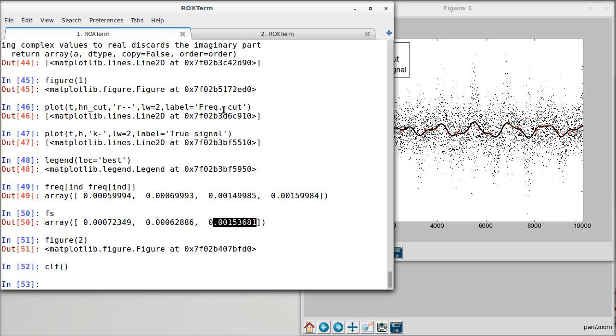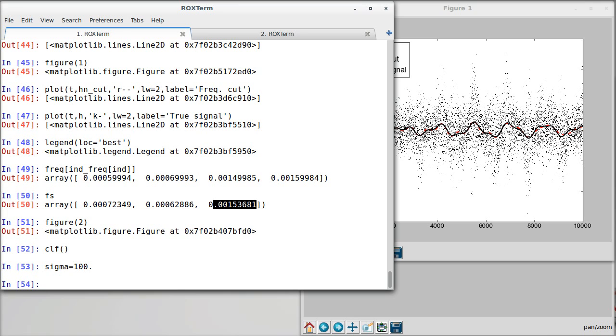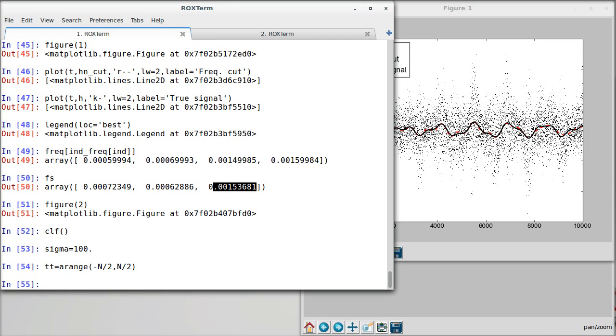Well, let's do this using a Gaussian function, Gaussian smoothing. So let's let our sigma be 100. And notice I'm being careful to make it floating point. If we don't, we would run into problems. You can go ahead and do that and see that you run into problems. And let's consider a set of time steps from minus n over 2 to n over 2. Again, since we're using a time step of 1, you can think of this as minus n over 2 seconds to n over 2 seconds. Let's construct a Gaussian with this width centered on 0.